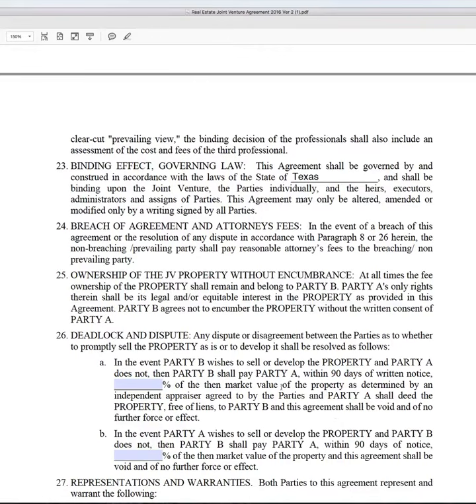Now, what happens again if the property doesn't sell and there's a deadlock? So we've dropped the price down, and now we're down at our break-even price of $490,000. What do we do?